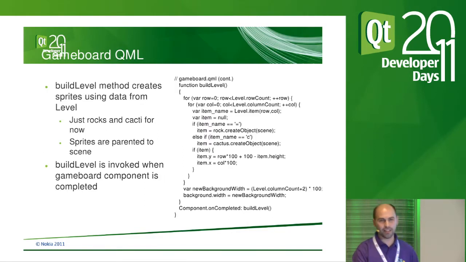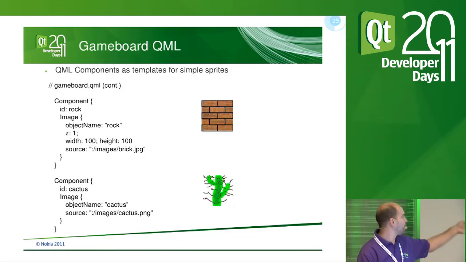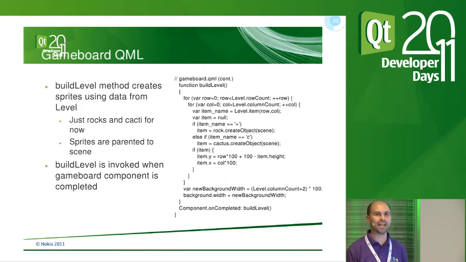So in QML, dynamically declaring and allocating QML items, you can do from JavaScript. And here is our build level function, which is calling back to C++ to find out how many items there are in each row and each column of the game board. We then go ahead and use createObject on those components that we had. Once you have a component with an ID, you can ask the component to make as many of those items as you wish. So what we're doing here is we are creating either a rock, a cactus, or fire.